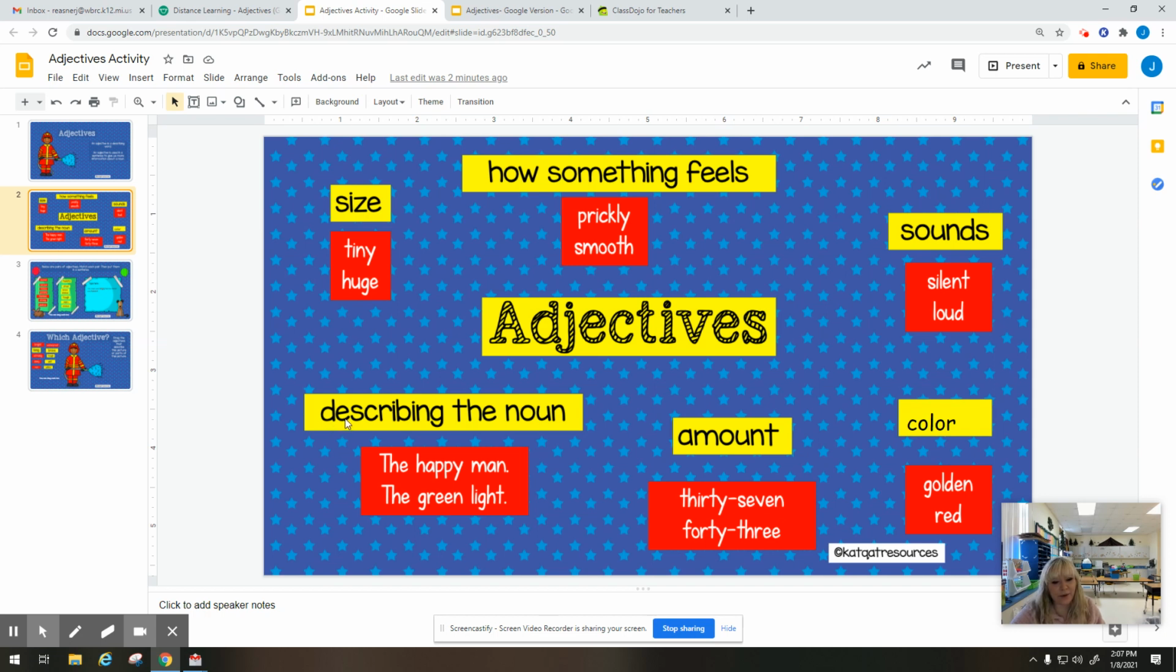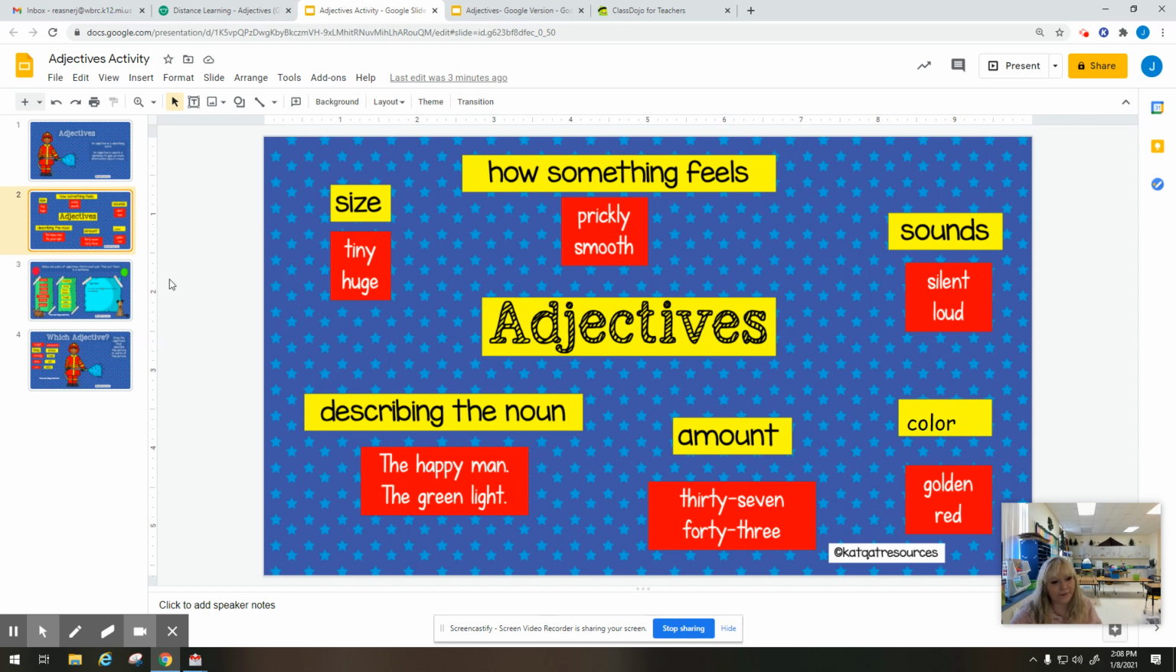And then this is an example of describing the noun, the happy man. The man is the noun, so tell me, what is the adjective? Happy, right? That's describing how the man is. He's a jolly, happy person. The green light. We know the noun is light, so the adjective is green. That's correct. Sometimes to help me realize the adjective, I notice that an adjective usually comes before a noun because it's describing the noun.